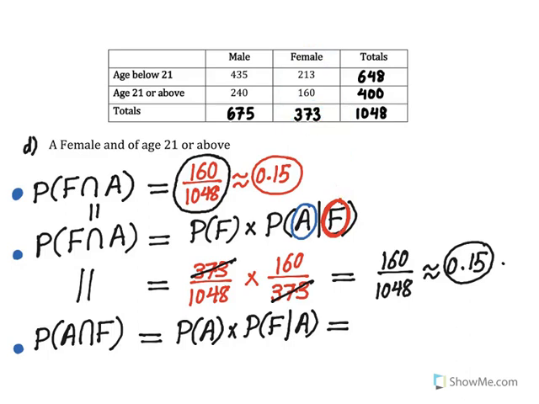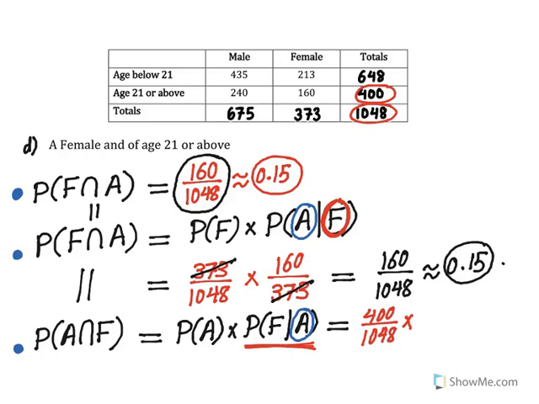and look at this. Probability of age above 21, we have 400 out of the total 1,048. So this will be 400 above 21 out of the total number of people, which is 1,048, times. Now, this second one, we are asking what's the probability of a female given that the age is above 21.